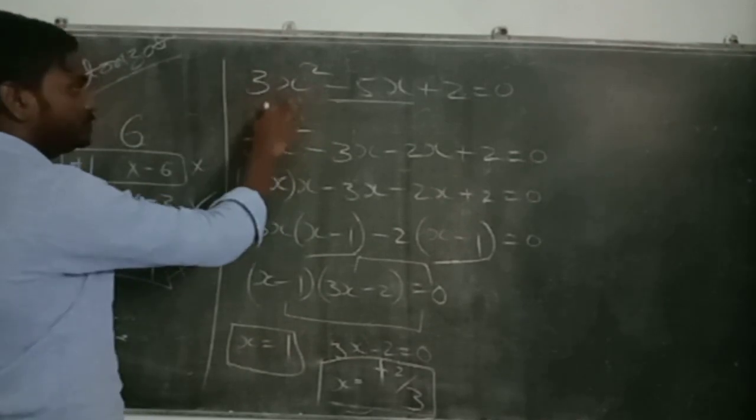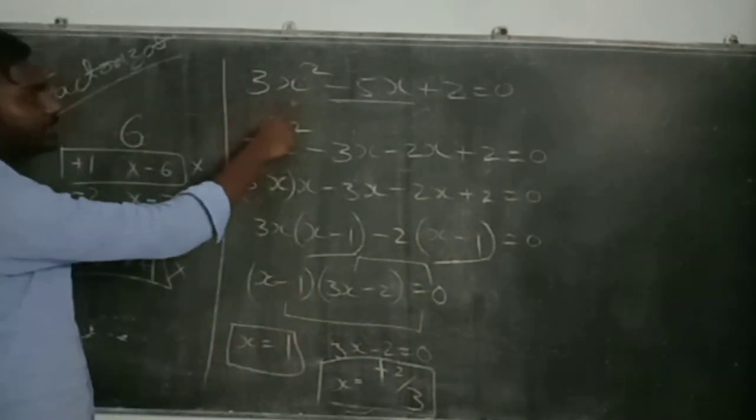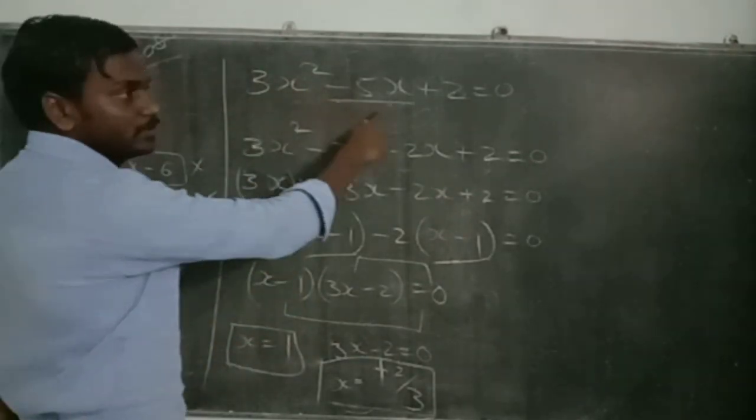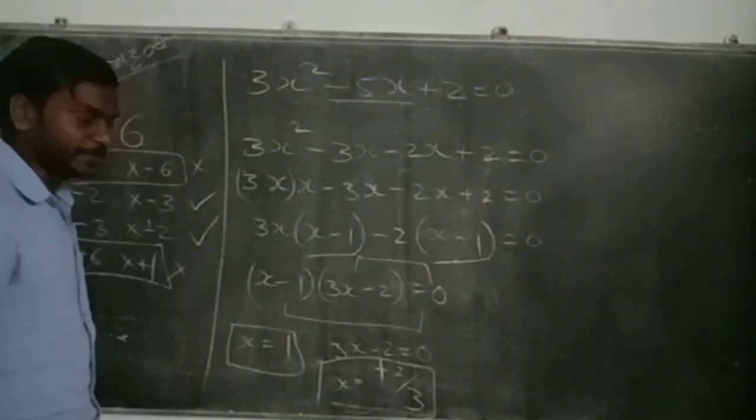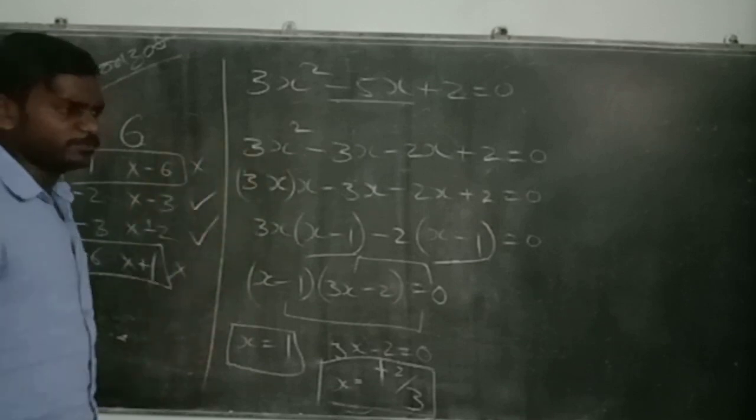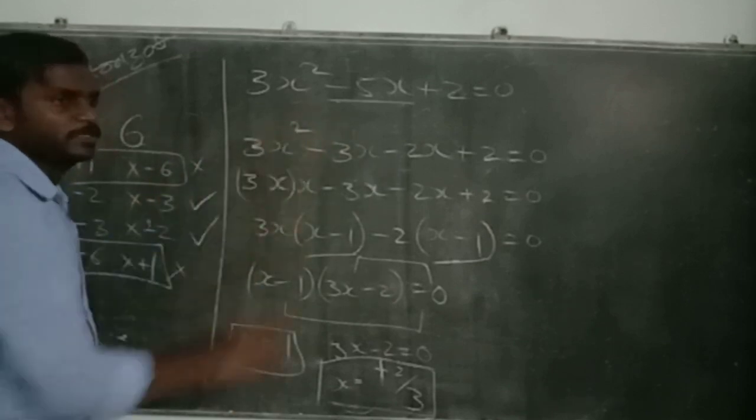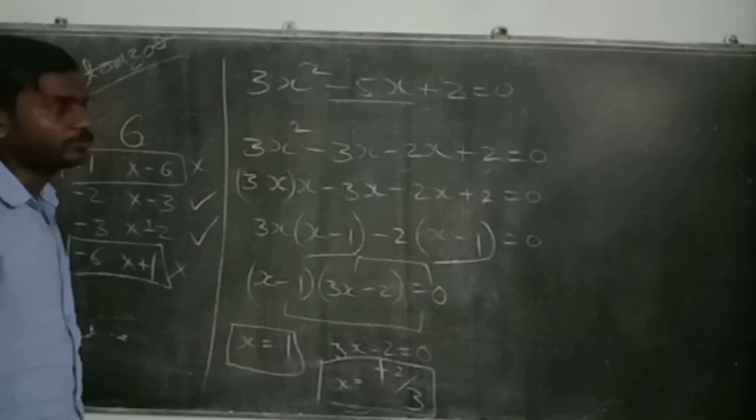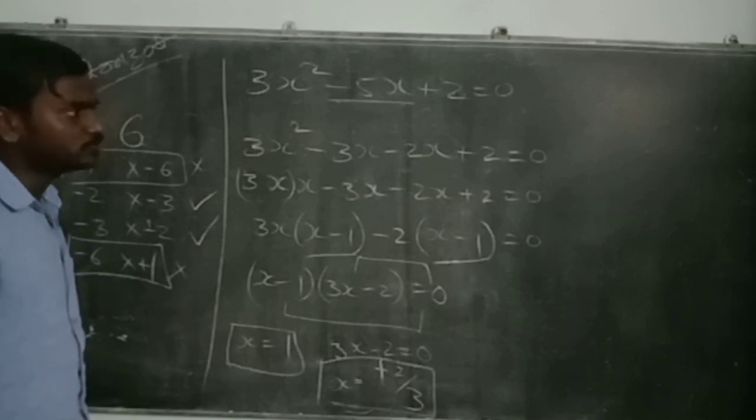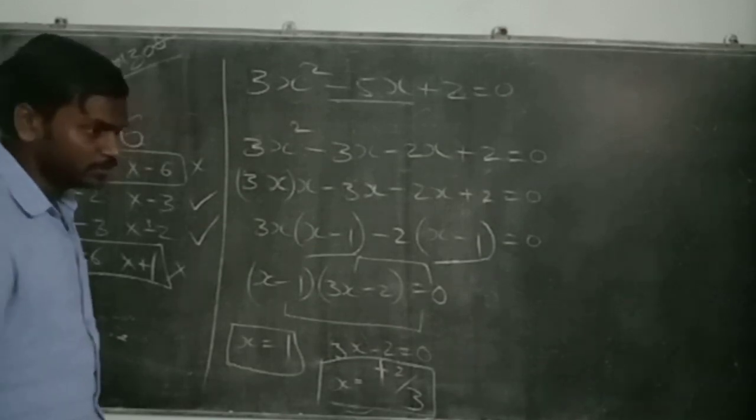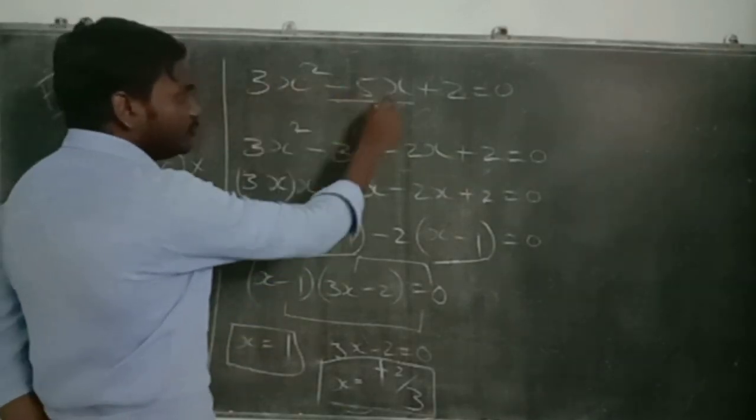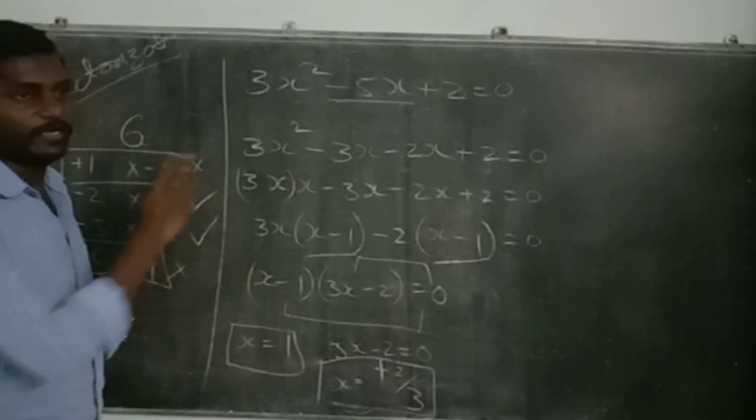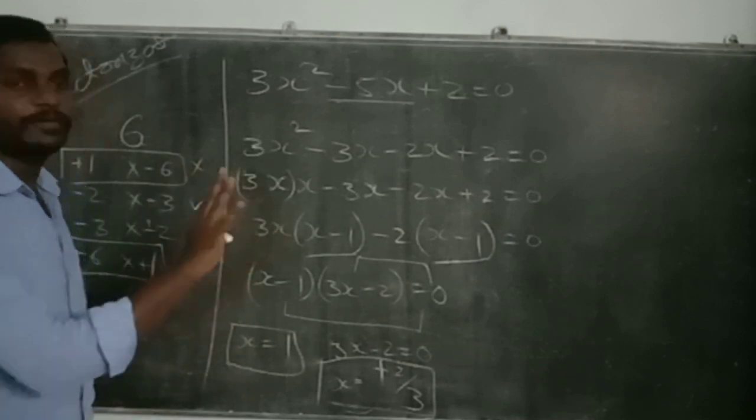Even if I substitute these values, x is equal to 1: 3 into 1 is 3, minus 5 plus 2, 5 minus 5 is 0. Yes, that's satisfying. So whether you go with the verification method, the factorization method, the squares method, or the formula x is equal to minus b plus or minus root over b square minus 4ac, whatever the method might be, there must be the same values for the equation. You can verify your answer before submitting your question.